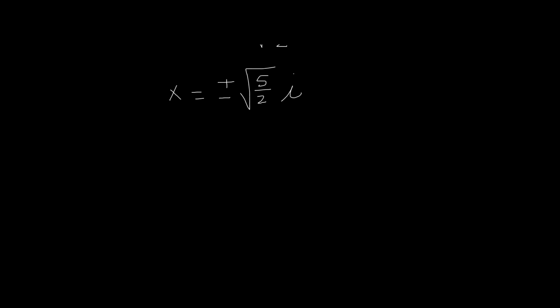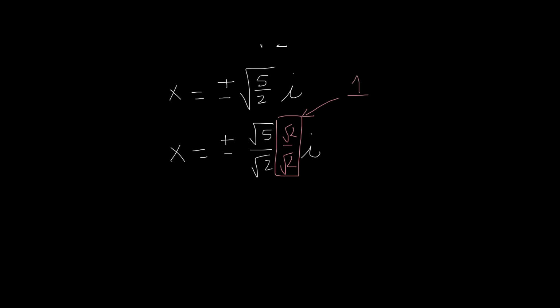Now, what we're going to have is, by the quotient rule, this is the square root of 5 over the square root of 2. Don't lose that i, it's running around. And I'm going to change colors here. Now I have a pink, and I'm going to multiply top and bottom by the square root of 2. And remember, I'm allowed to do that because this pink box right here, that's just the number 1. You're allowed to multiply anything by the number 1.